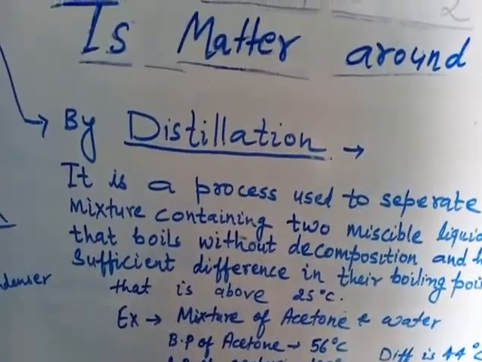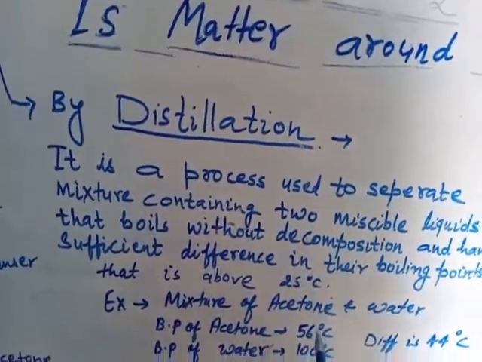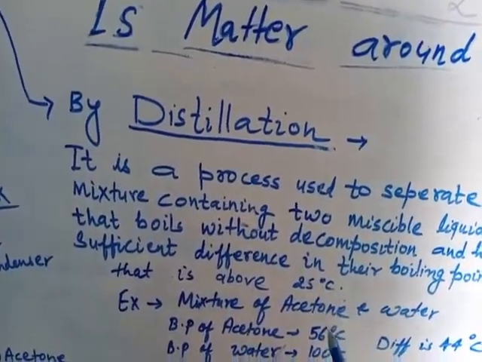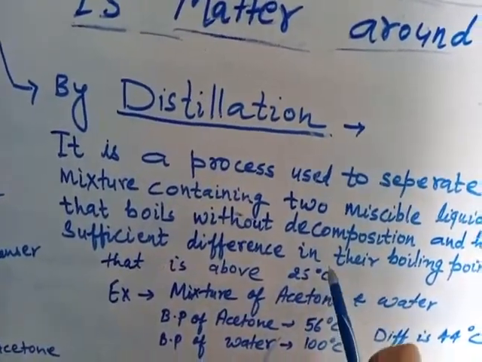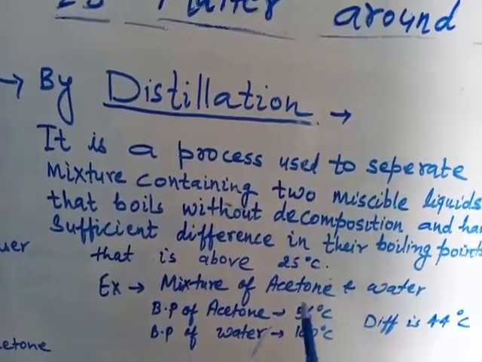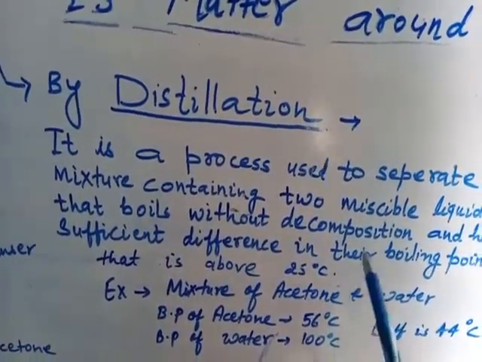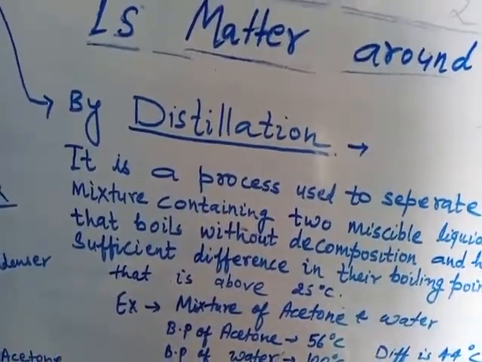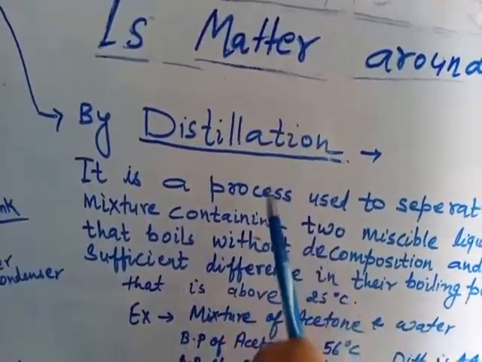So I repeat all three criteria as per the definition of the distillation process. First, the liquids in the mixture should be miscible with each other. Second, the liquids should have differences in their boiling points above 25°C. Third, the liquids present in the mixture should not decompose on heating or change their chemical composition on heating. So only those types of miscible liquids present in the mixture can be separated by the distillation process.